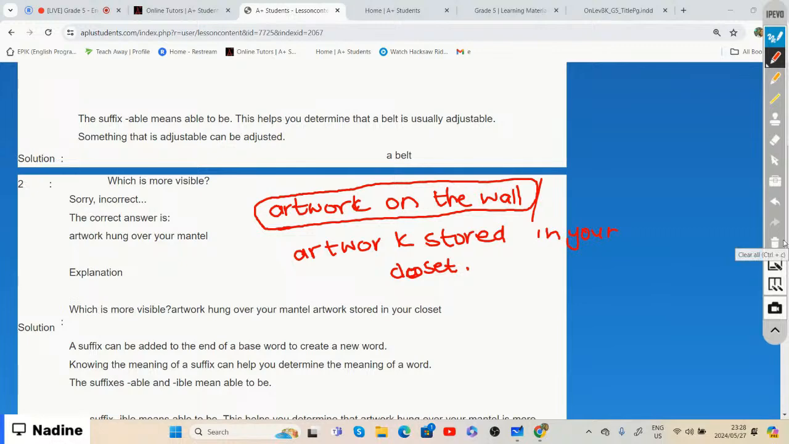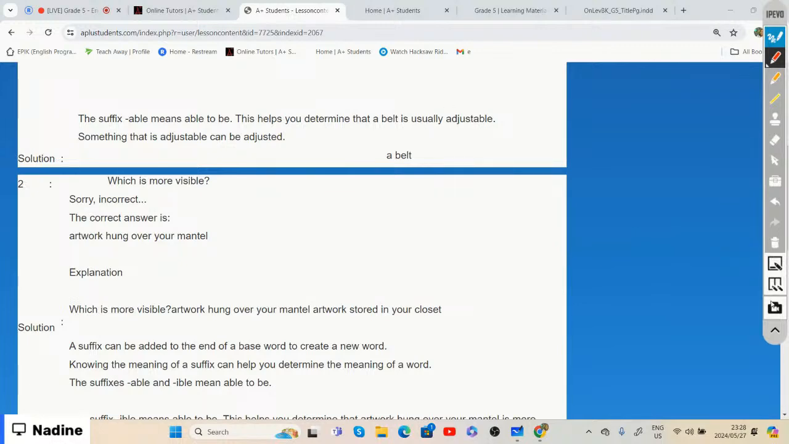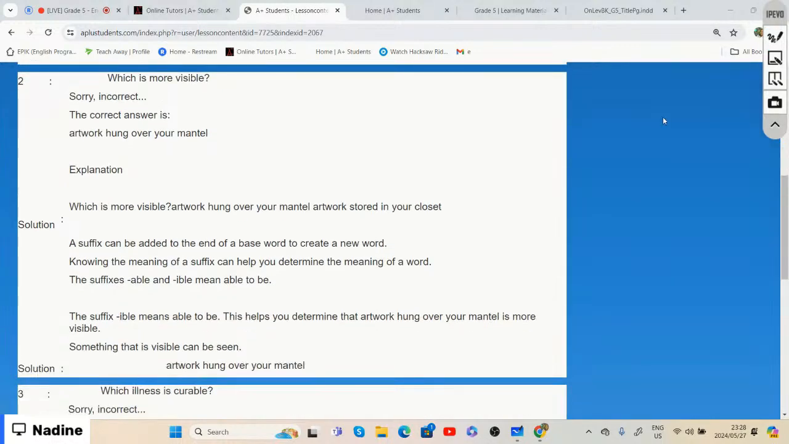Because remember, if it's stored in your closet, then it means that somebody first needs to go into your closet in order to see it, right? Something that is visible can be seen easily when you walk into a room.